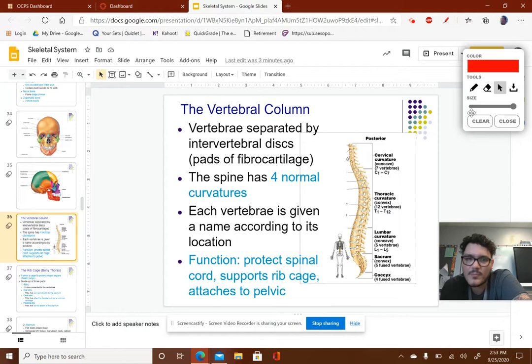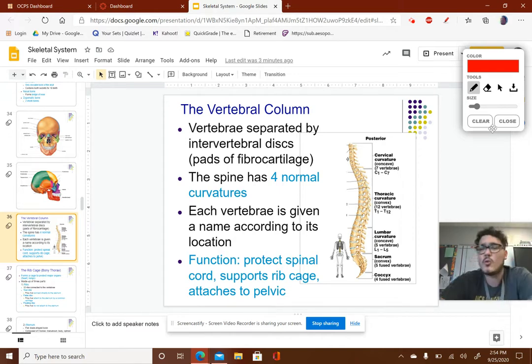Okay, vertebral column. Let's talk about that. The vertebral column is made up of these individual vertebrae. The vertebrae are separated by these discs. You've probably heard of a herniated disc before. It's when the disc starts to slip. That can be very painful and can be a pretty tedious procedure to fix it.